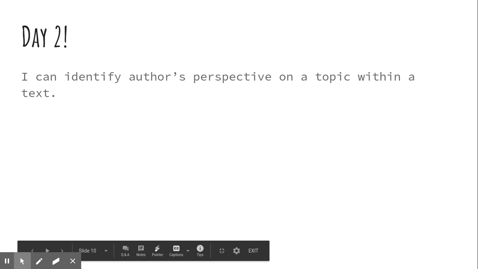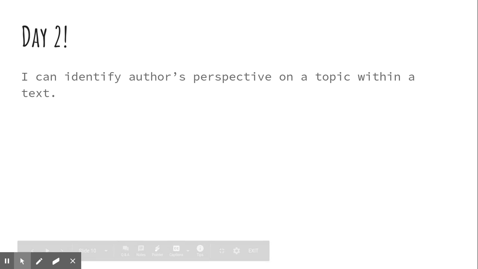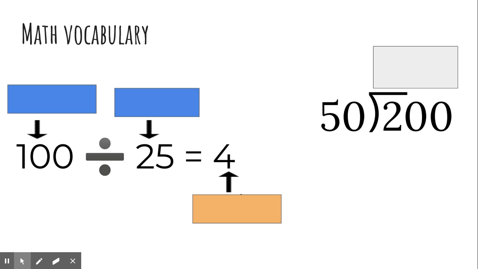All right, fourth grade, for today's lesson, we are going to practice author's perspective. We just did this a couple weeks ago. Before we do that, math vocabulary really quickly.